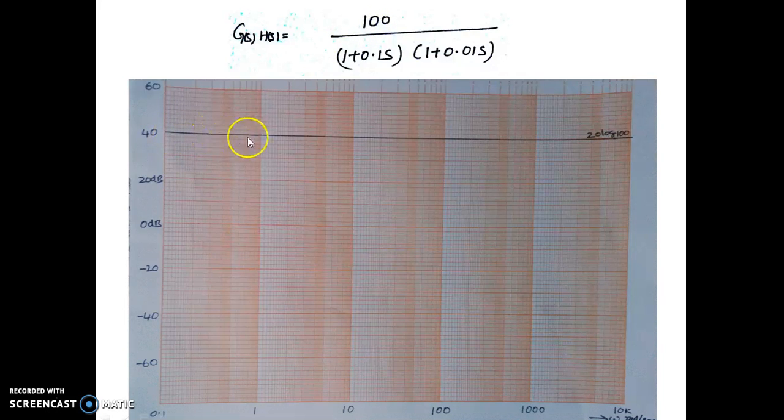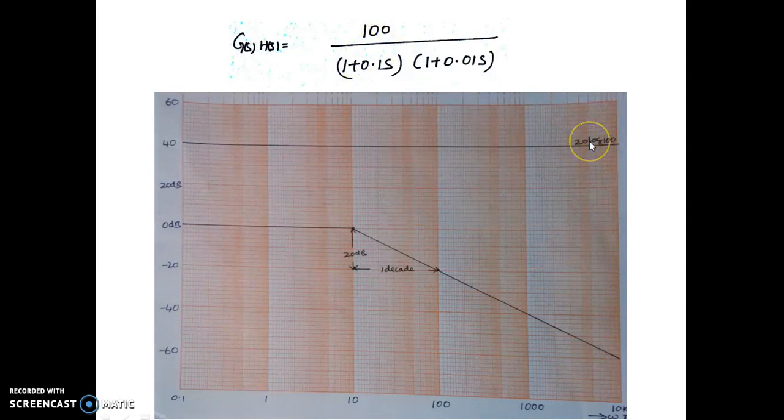So that's why it's a straight horizontal line with a slope of 0 dB per decade, which is having a magnitude of 20 log 100, which happens to be 40 dB. So this is the first plot representing the magnitude of 100. In terms of dB, it is 20 log of 100. And let us consider the second term. So this is the first term corresponding to 20 log of 100.